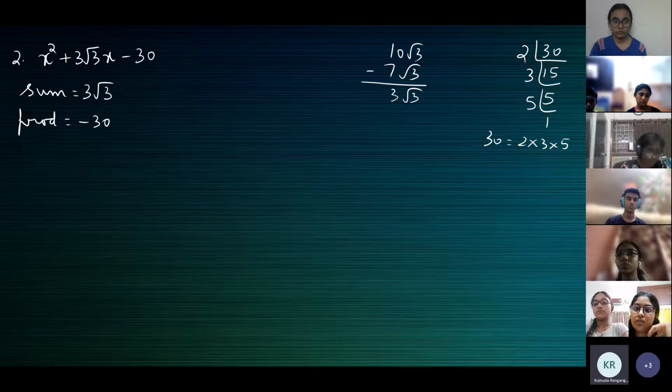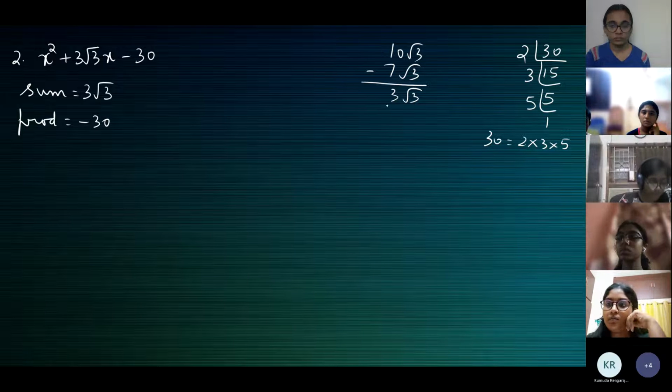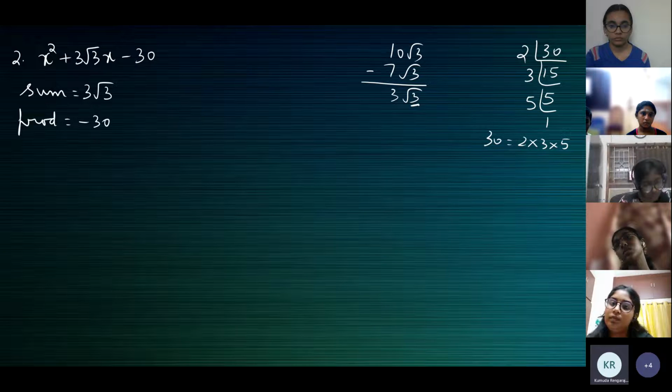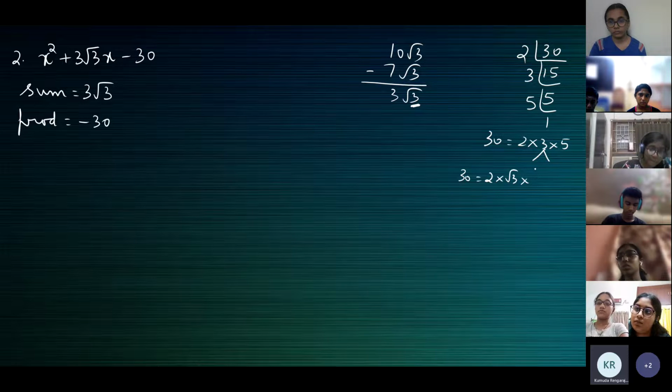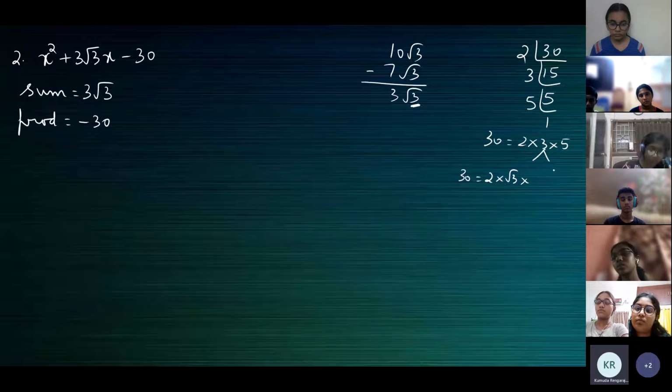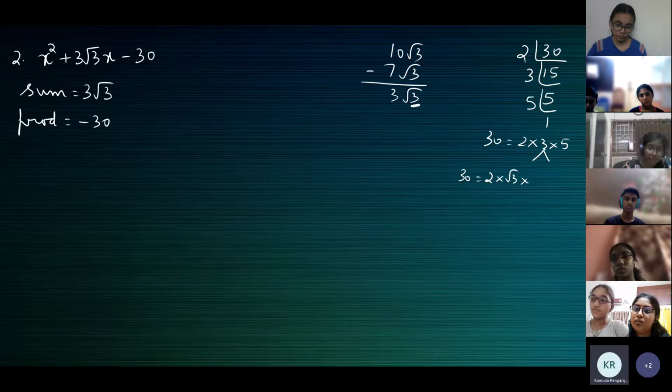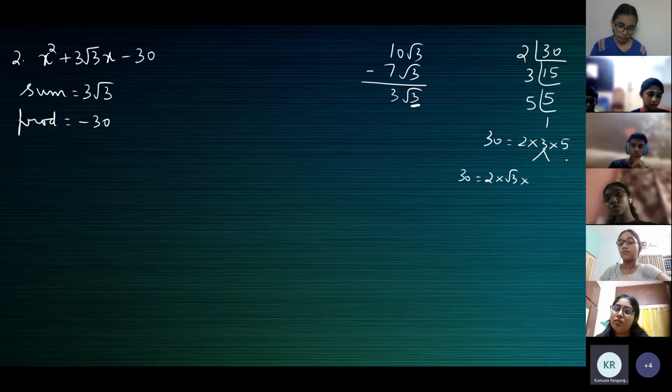Since the sum is 3 root 3, the two numbers which you find must have root 3 in them. Which means you must split this 3 as root 3 into root 3. So 30 is equal to 2 into root 3 into root 3 into 5. Why are we splitting 3? Because the two numbers which you have to find must have root 3 in them. Suppose they should have root 5, you will split 5 as root 5 into root 5. Suppose the sum has root 2 in it, you will split 2 as root 2 into root 2.